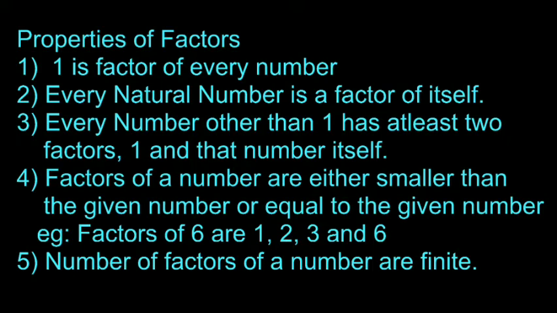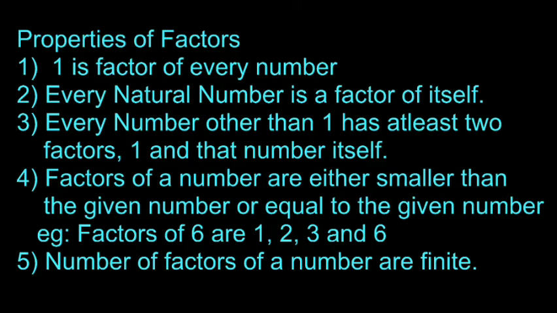And third one, every number other than 1 has at least 2 factors, 1 and that number itself. But 1 is having only one factor, that is 1 only. For example, if you take 2, the factors of 2 are 1 and 2. Factors of 3 are 1 and 3. And factors of 4 are 1, 2, 4. So every number is having at least 2 factors, but 1 is having only one factor.